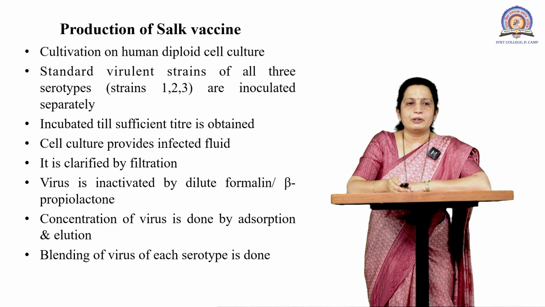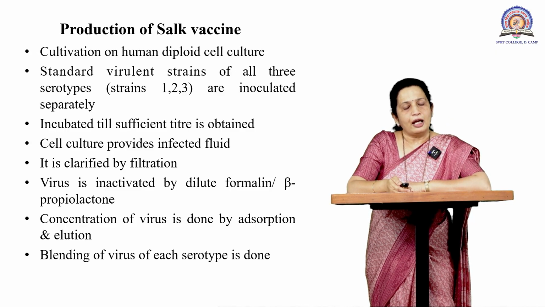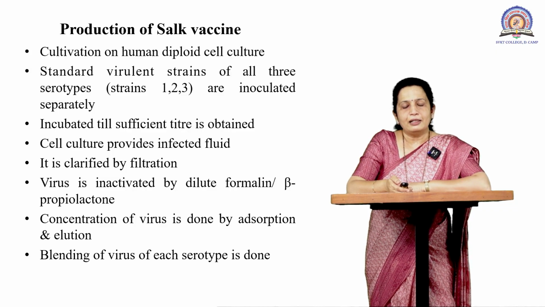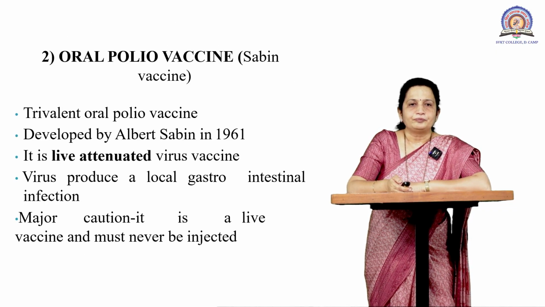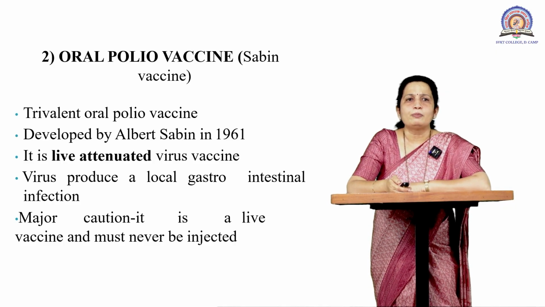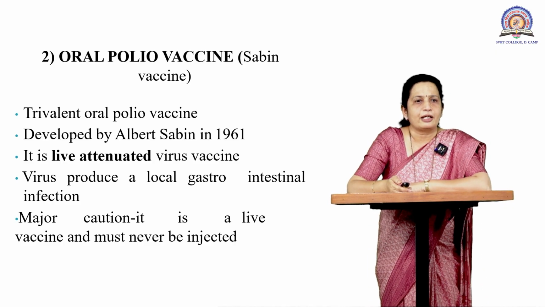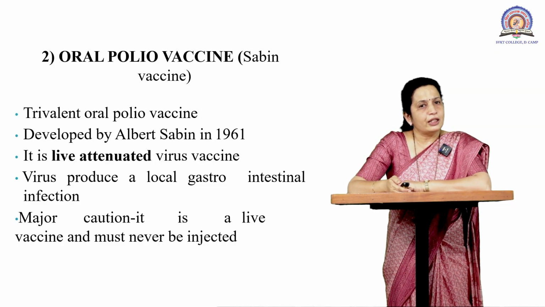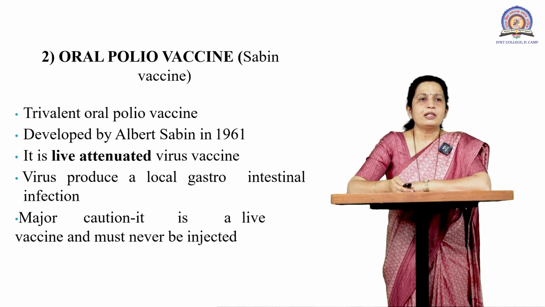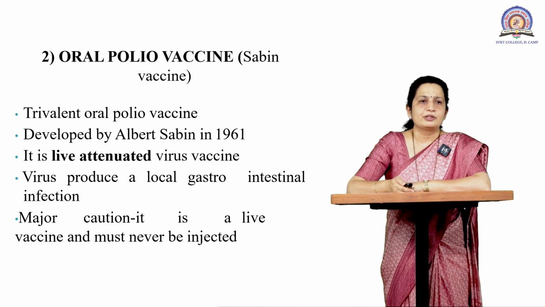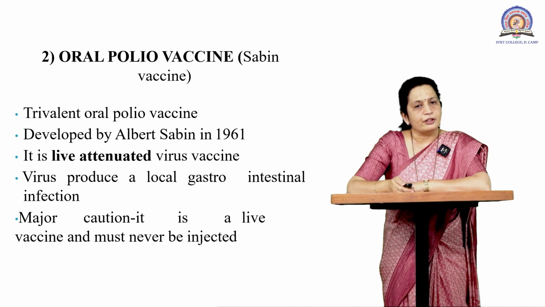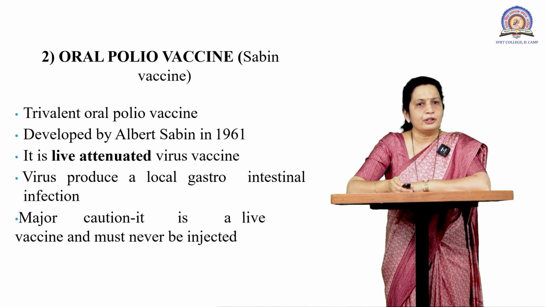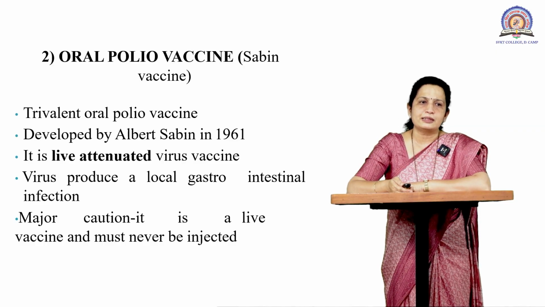This step is repeated for all three serotypes, and finally all three serotypes are mixed together, meaning there is blending of the virus particles. In a similar way, oral polio vaccine is used, that is the Sabin type of vaccine. In this vaccine, the virus particle is not killed. A non-pathogenic strain of the virus is used, known as attenuated, meaning this virus particle will grow and multiply inside the body, only it will not produce the disease.